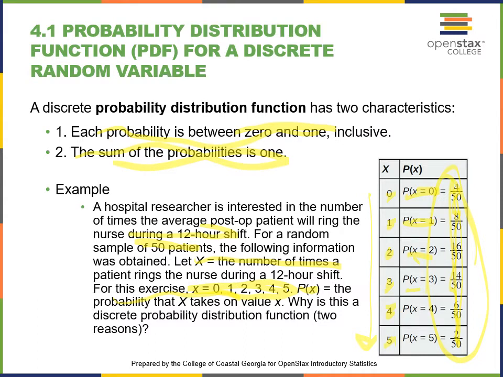So basically what they did is they said, all right, well, here, out of the 50 patients that they surveyed, 4 out of the 50 rang at 0 times, 8 out of the 50 rang at 1 time. And so they listed the probabilities here. In total, you should get the whole set of 50. Okay, if we add it all up, we should get 50.